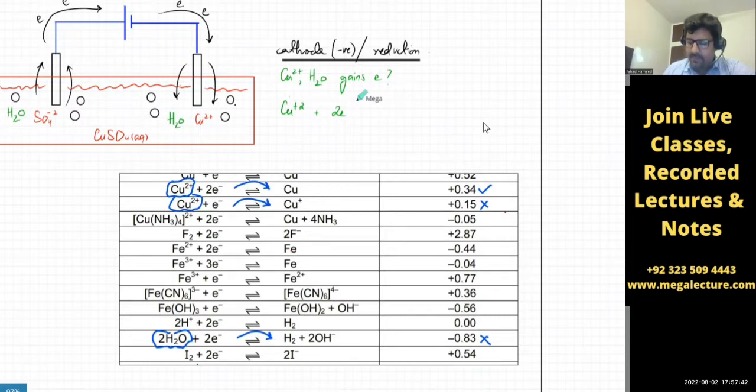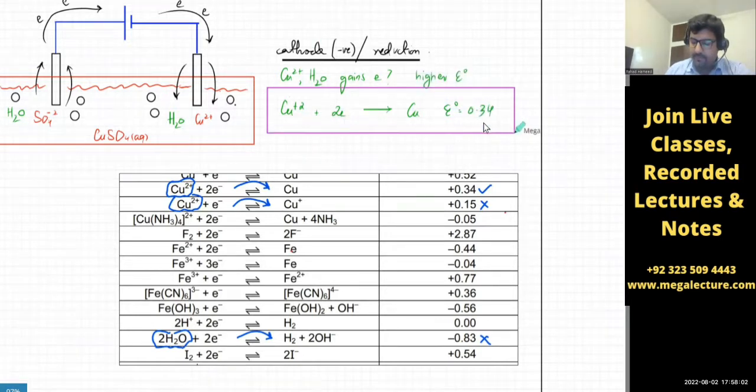And its E naught is 0.34. That's the highest E naught. Let me write it here, who gains electrons? The one that has the higher E naught has the greatest tendency to actually gain electrons. E naught is 0.34 volts, and I'll highlight it, okay? So who gains electrons? The one that has the highest E naught.